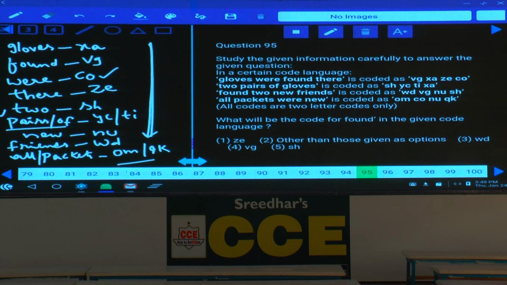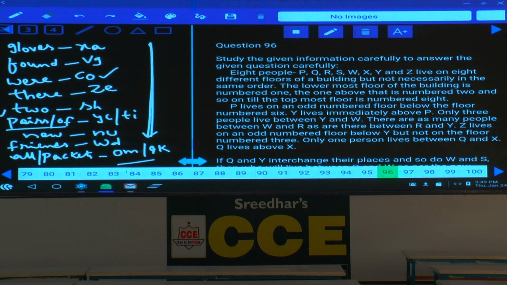Then question number 95. What will be the code for the word found in the given code language? Tell me what is the code to the word found here? Found is VG. VG, that is choice 4. Question numbers 91 to 95.